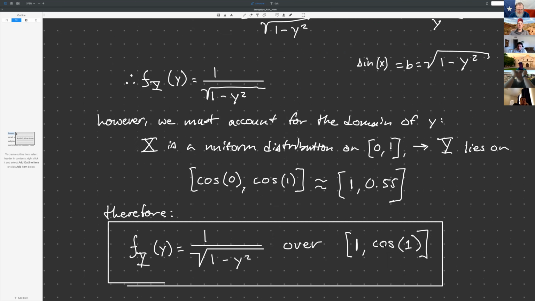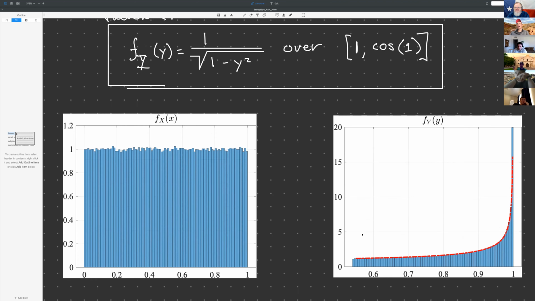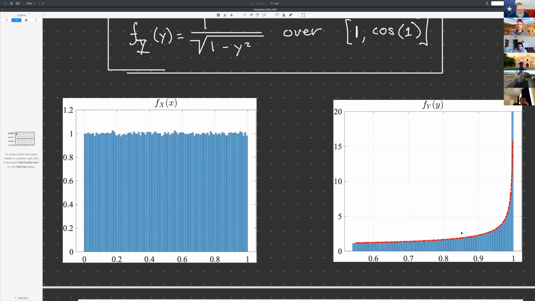Yeah. So here's our uniform distribution. So this is x on 0 to 1, and everything's normalized. And then here is f sub y of y, and you can see the red dotted line is the curve that we just calculated. Then you can see if we transform each of the samples from x, they match up on the same curve. Isn't that cool?